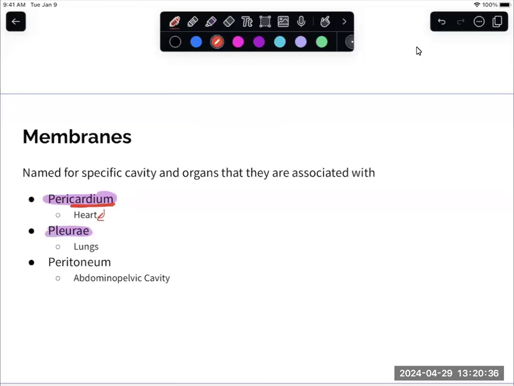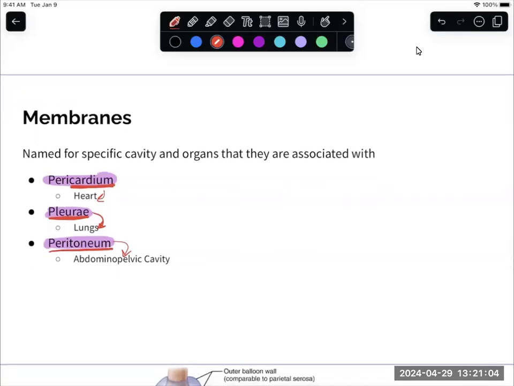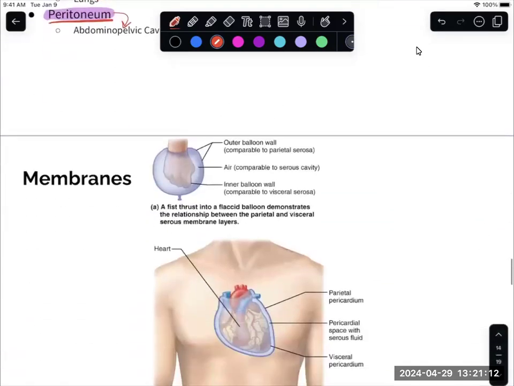Pleura means lung. So this is the layer that sits directly on top of the lungs. And then the last one, the peritoneum. This is the layer that wraps specifically around the abdominal pelvic cavity, known as the peritoneum. So these are different membranes that we'll be working with throughout the first part of Anatomy 1, and then you'll hear about them and work with them more in Anatomy 2.